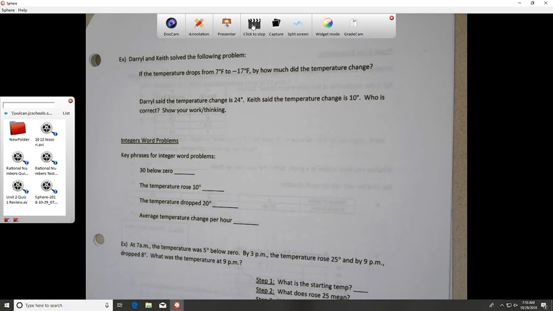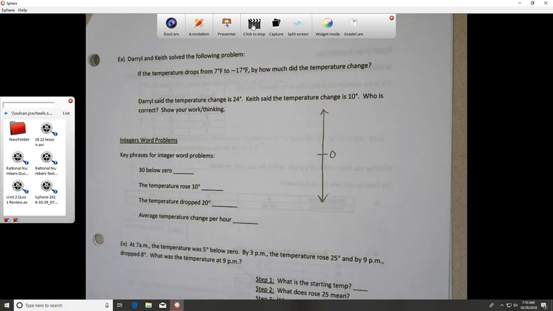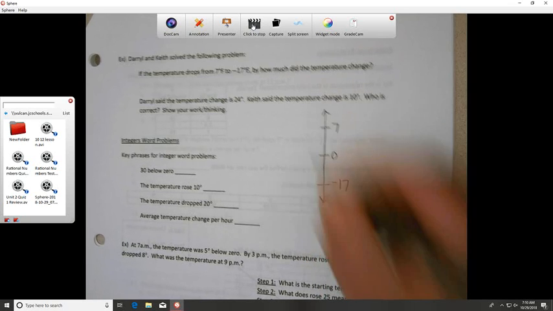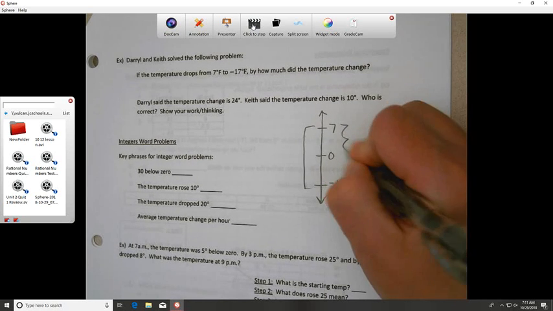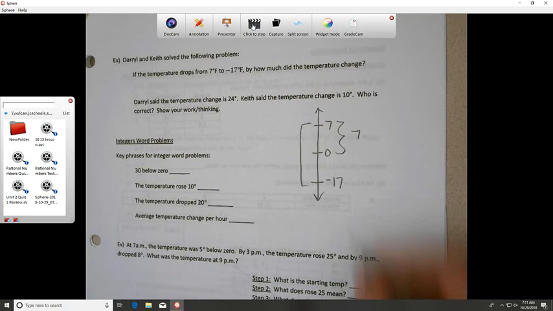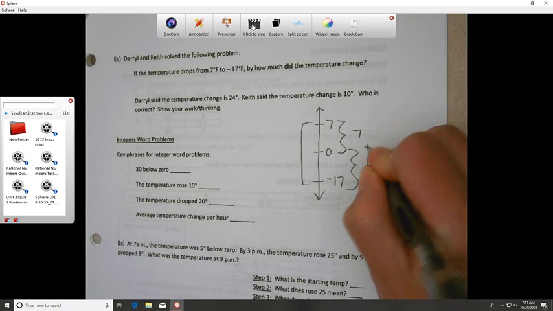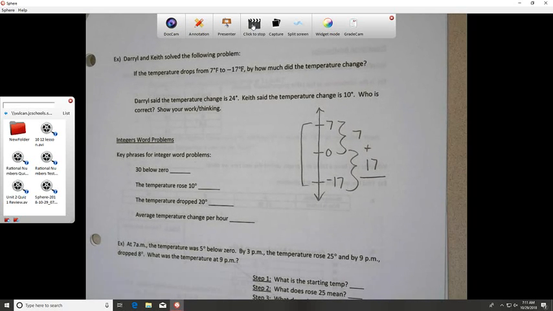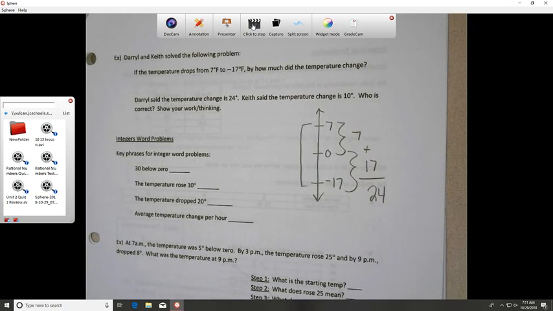So I'll put 0 in the middle. If we're starting at 7 and then we're going to negative 17, we want the distance between those two. So I'm going to break it up again. I know to get from 0 to 7, that's 7. And I know from 0 to 17 below, that's a distance of 17. So if I add those together, that's going to give me the total distance. So 17 plus 7, that's 24. And so we want to say who is correct. Well, Daryl said that it's 24. So we'll say Daryl is correct. And then we showed our work right here.